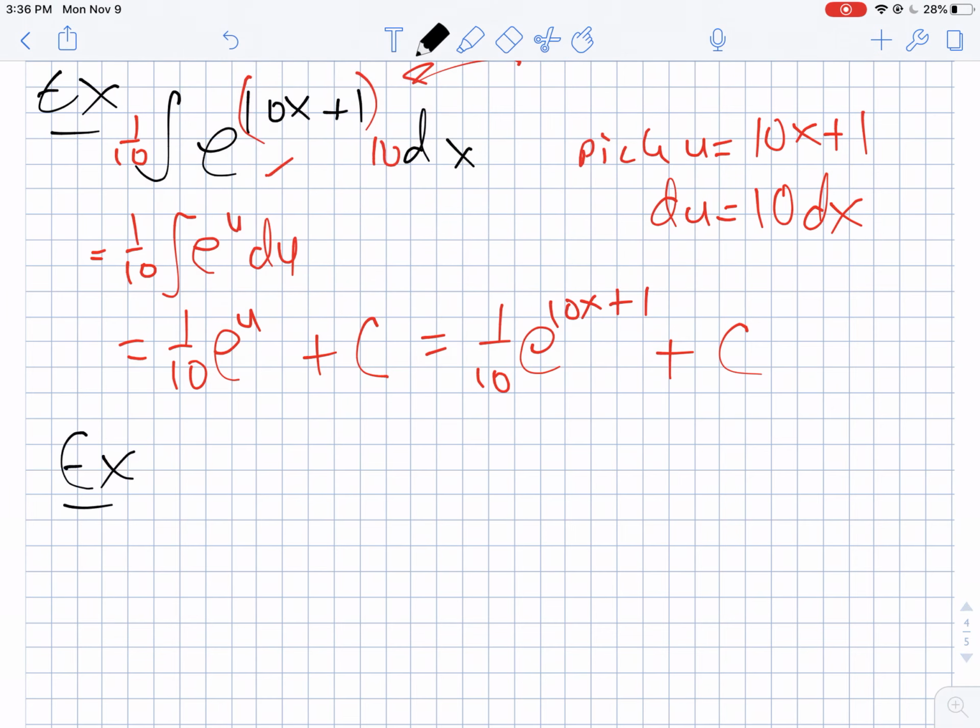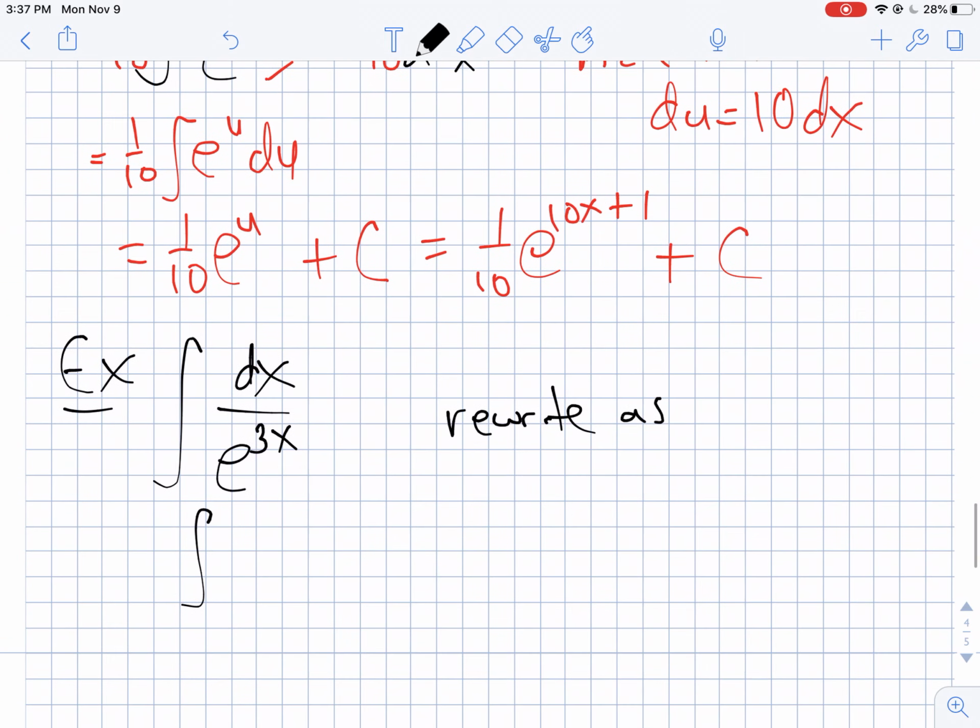So one of the ones I see people mess up a lot of times is if you have dx over e to the 3x. Like, if you do this with a natural log, God help you, I will destroy you and hunt you down for the rest of your days. What you want to do is just rewrite this. So rewrite it as a negative exponent, without the fraction. So write it as e to the negative 3x dx. Like, that's how you want to do it.